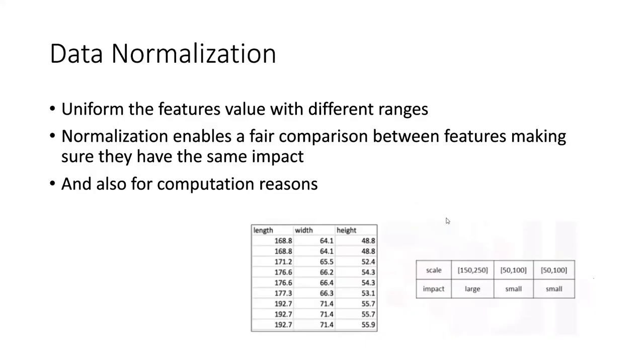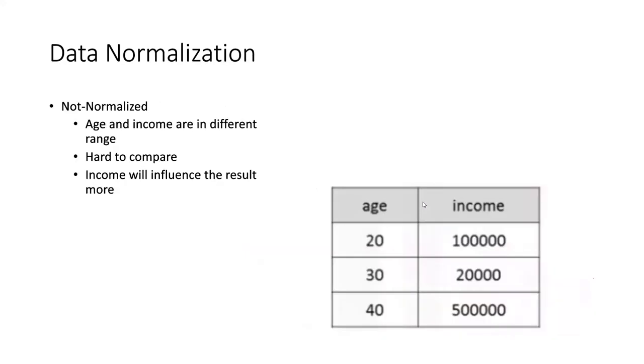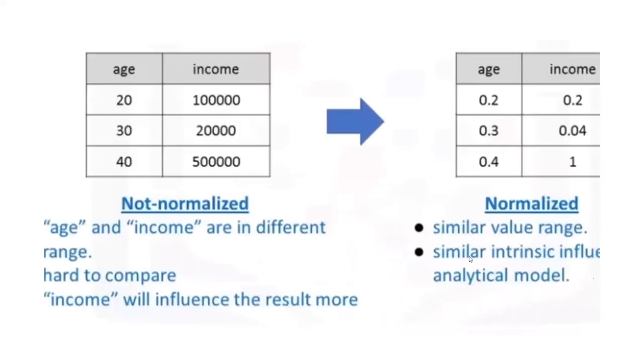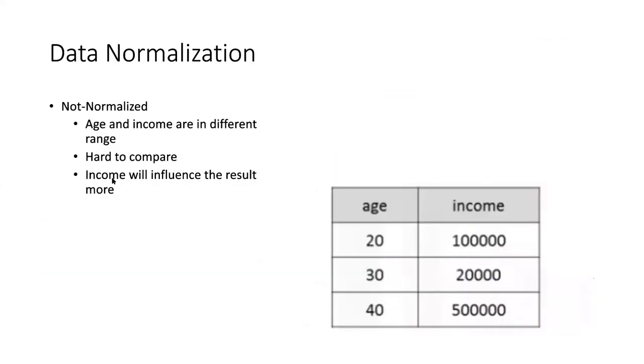So in that case, we do normalization, so that we divide the entire number by the maximum number, so that every value falls within the range of 0 to 1. So this is not normalized. Age and income are in different ranges. Age is 20, 30, 40, and income is 10k, 20k, and 1k, and like that. So it will have more influence. Hard to compare, and the influence will have more impact.